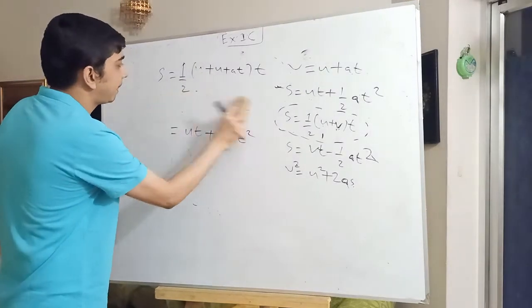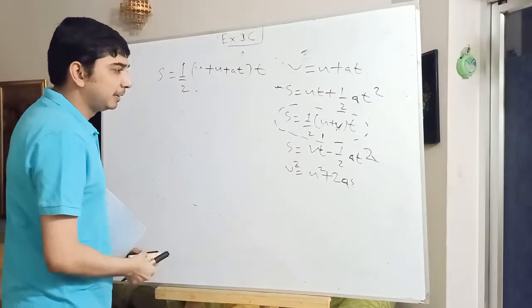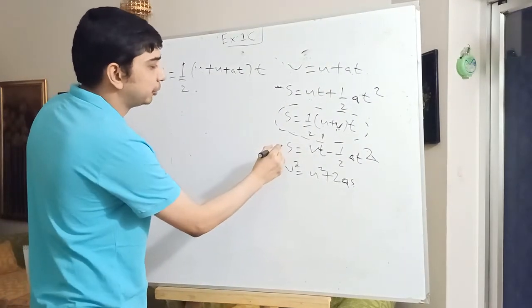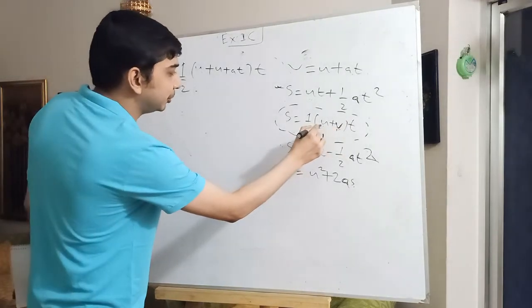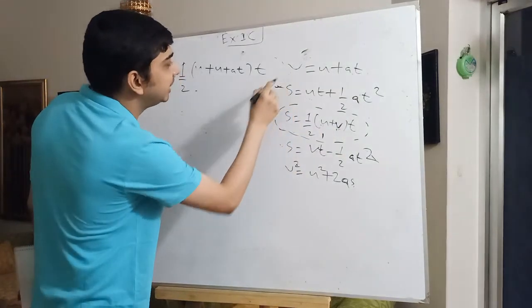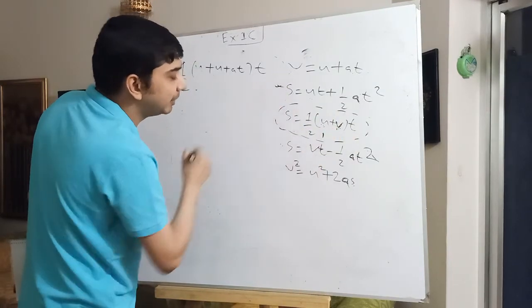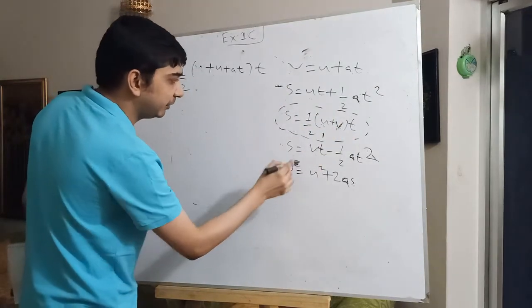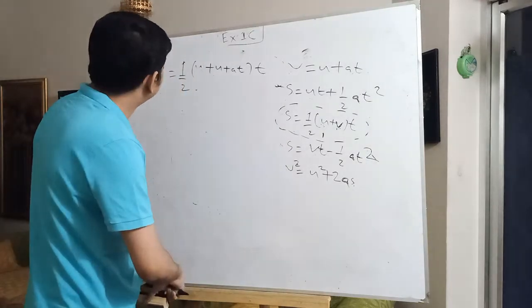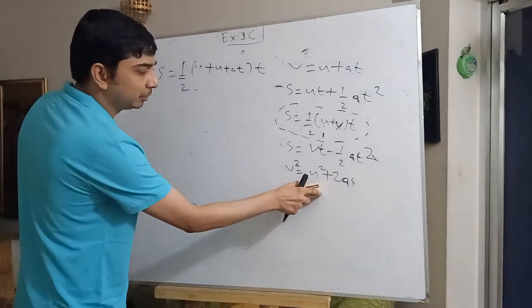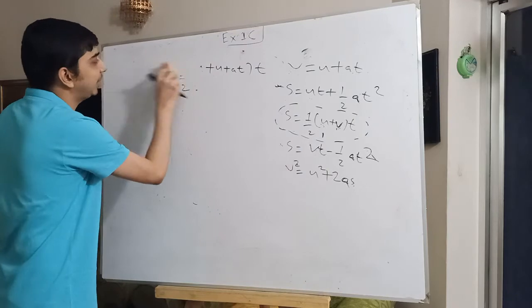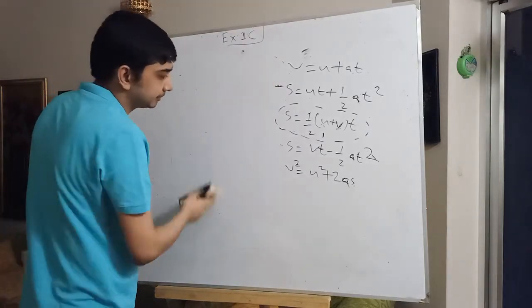Now you can derive this formula on your own. How? Instead of u, you can write v minus at in this formula, and then if you simplify, you will get this formula. Now let's look at how we get to v squared equals u squared plus 2as.